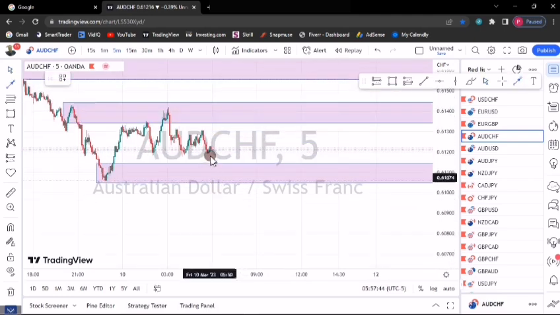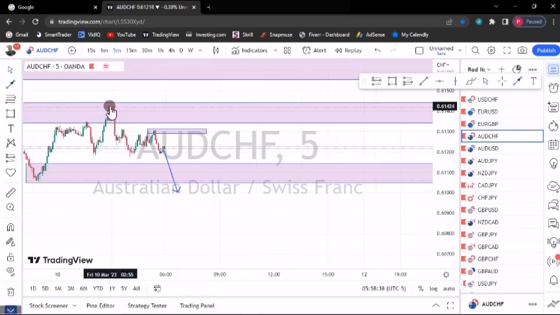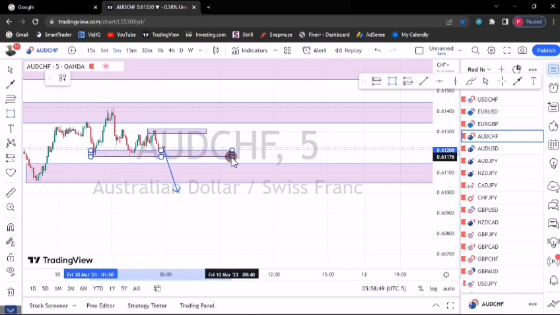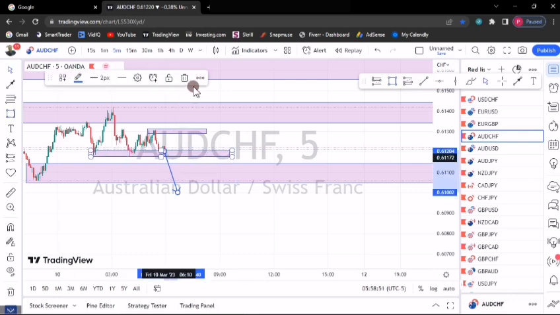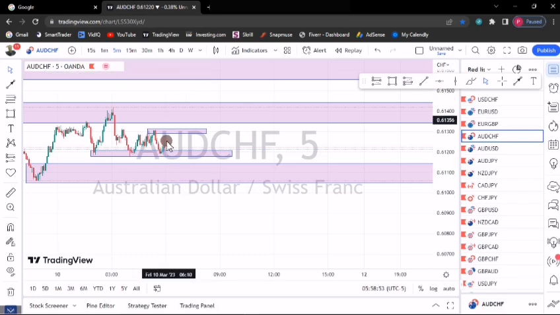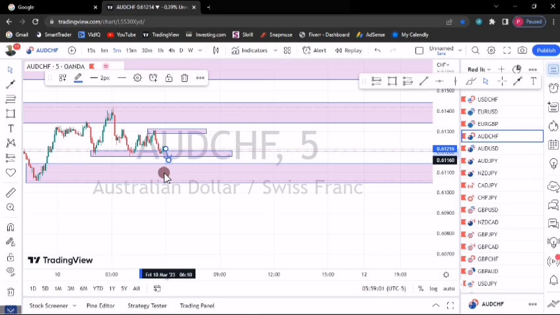The proper place to take this trade is when price closes below this. I still have to mark this highest point and then mark this place where that highest point began. Okay, so an earlier entry would be to wait for price to close below this key level.